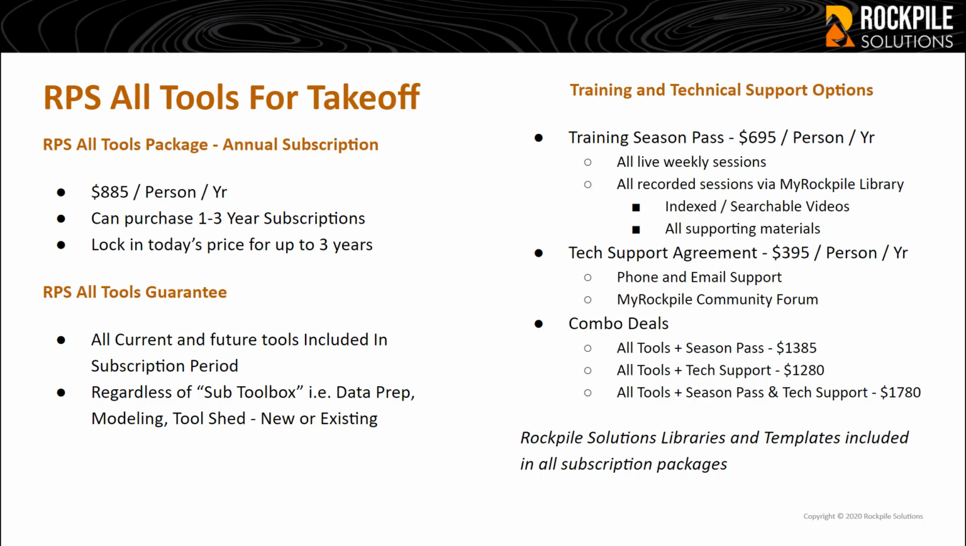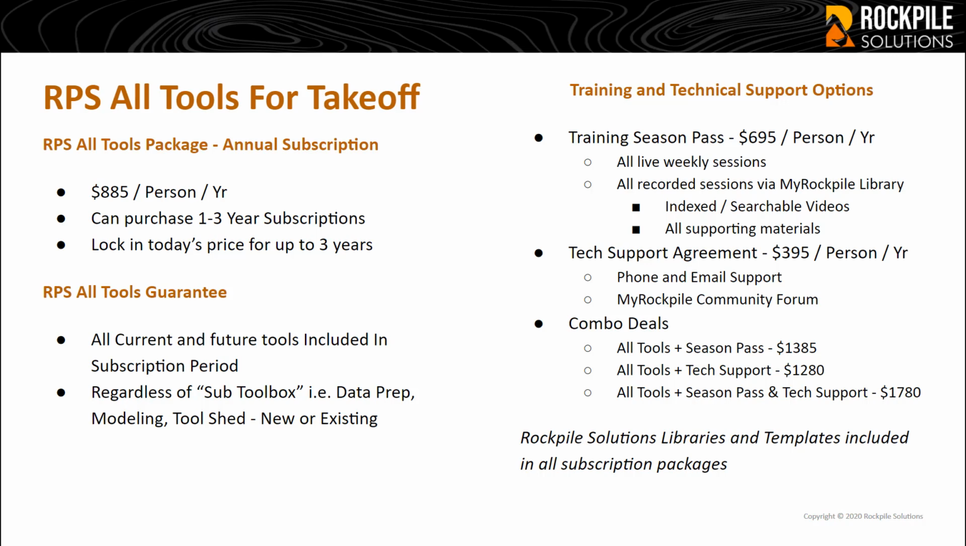So we offer a training season pass. We run weekly training sessions live. We record every session. We index and make them searchable, and then we post them on the Rockpile library, which is one of our website services that we offer. The training season pass is $695 a person per year, and that covers all of the live sessions and all of the recordings for a 12-month period. Our tech support agreements cover phone and email support, as well as support through our Rockpile community forum. A support agreement is $395 per person per year when you have an All Tools license.